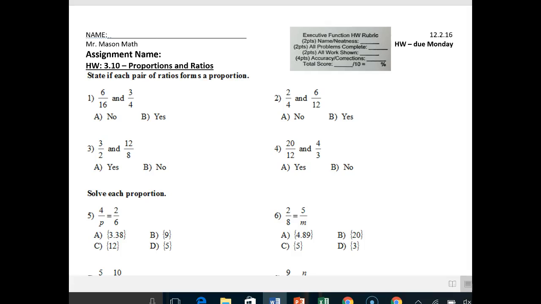I'm going to do homework 3.10, proportions and ratios for you. I'll do the odds, you'll do the evens. And so here we go. The first section is saying state if each pair of ratios forms a proportion. So basically, are these guys equal? How can we do that?